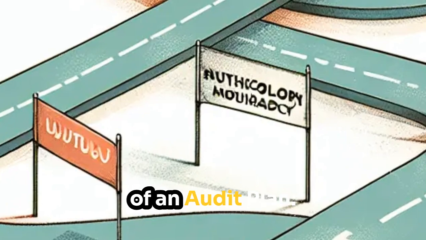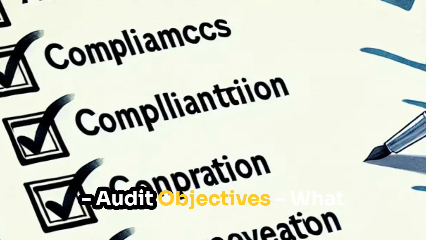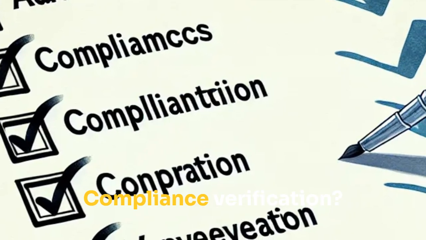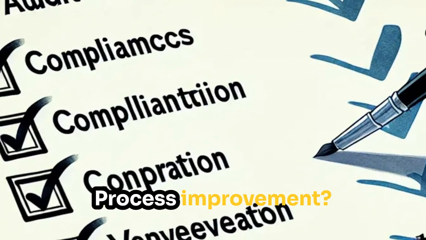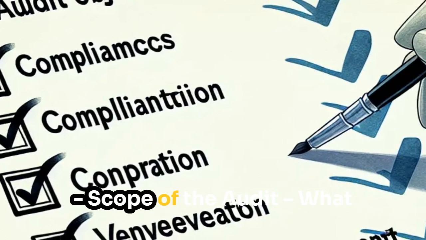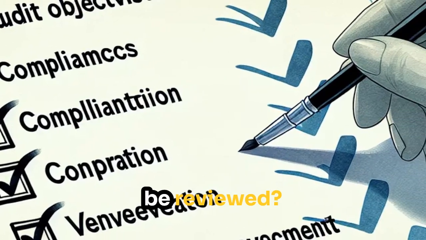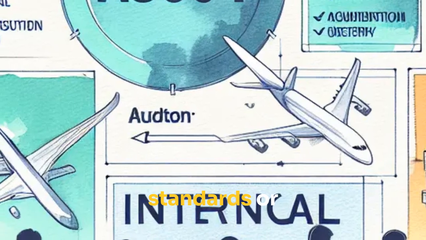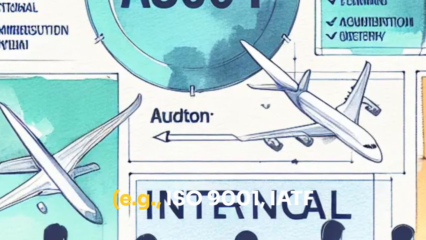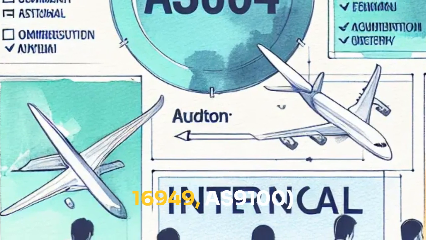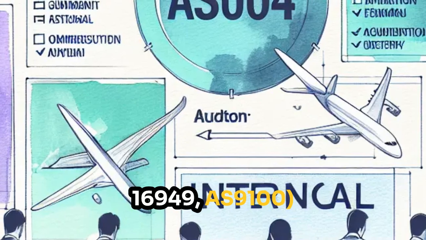Key components of an audit plan. Audit objectives. What are the main goals? Compliance verification, process improvement. Scope of the audit. What areas, departments, or processes will be reviewed? Audit criteria. What standards or regulations apply, e.g., ISO 9001, IATF 949, AS 9100.